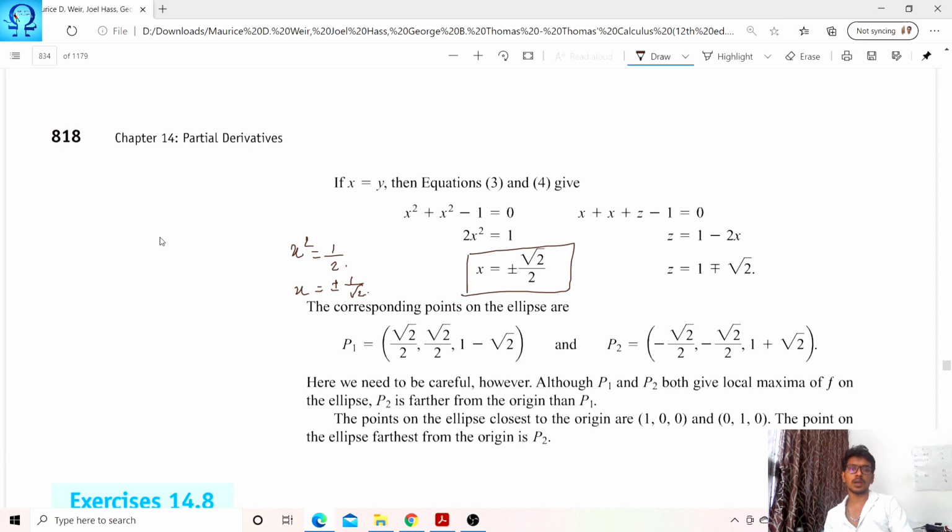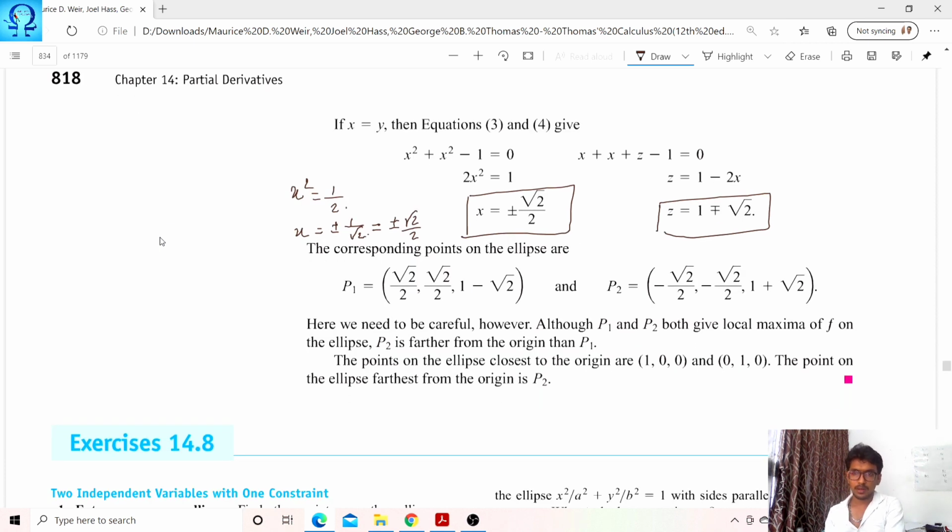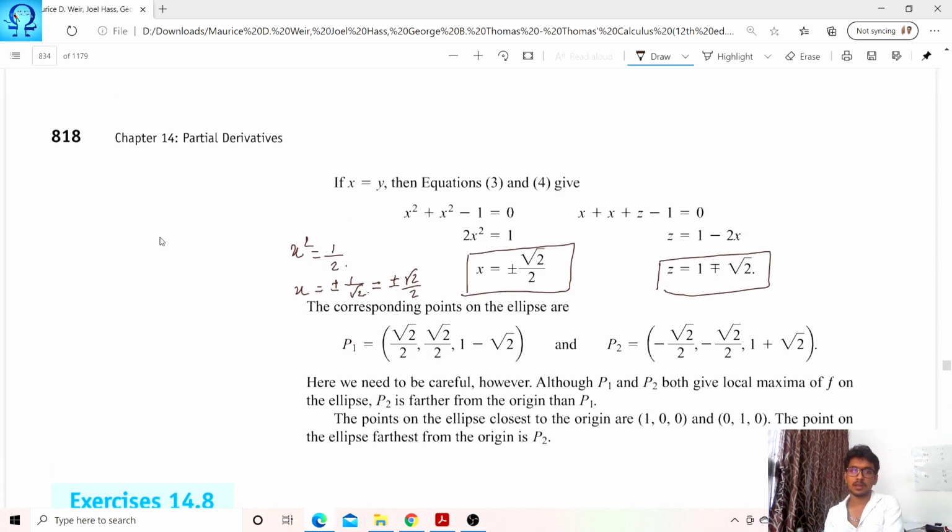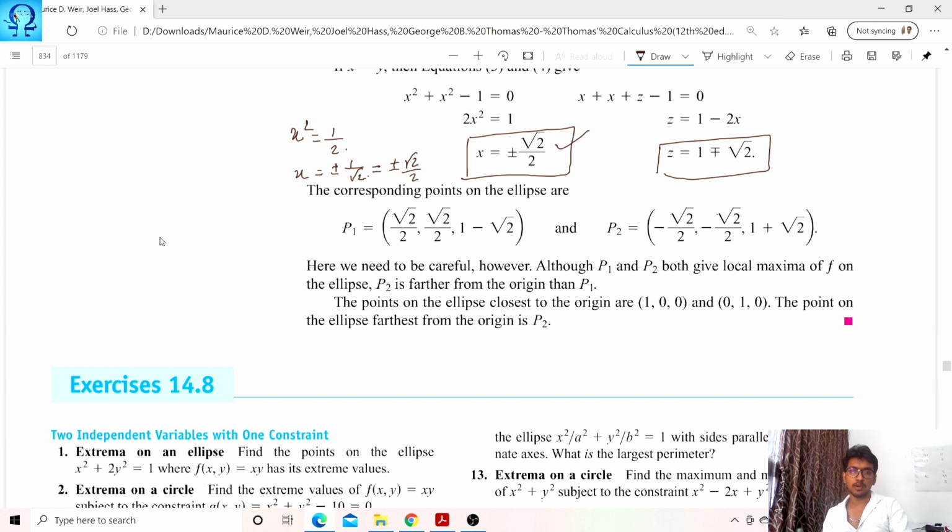To rationalize this quantity, we multiply and divide by under root 2. If you have plus in x, you will have minus in z, and if you have minus in x, then you will have plus in z. So this gives your points. Now we will have to substitute all these 4 points into the function f of x, y, z, that is x squared plus y squared plus z squared, and see which is the minimum and which is the maximum. Among these 4 points, there are 2 points which are closest to the origin and the other points are farthest from the origin. Okay, thank you.